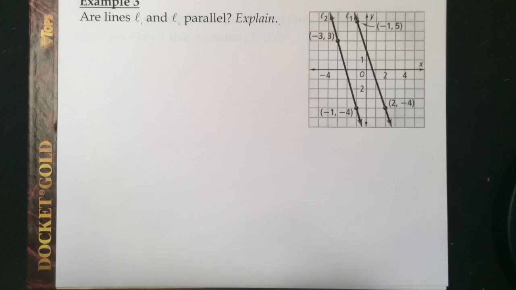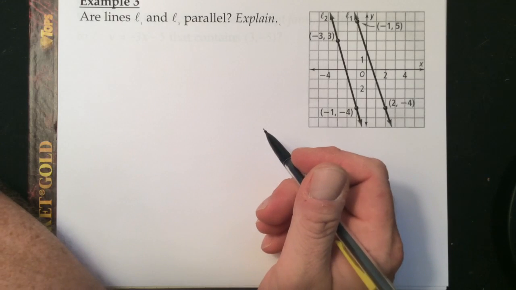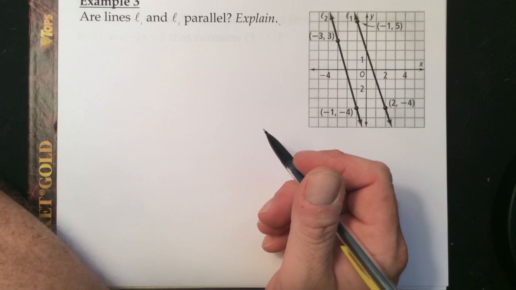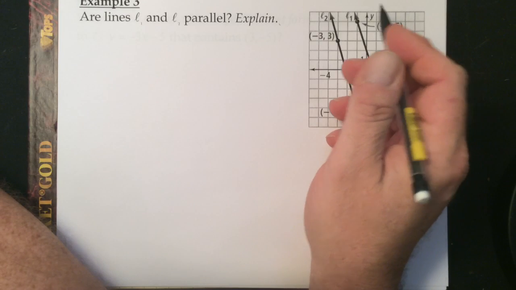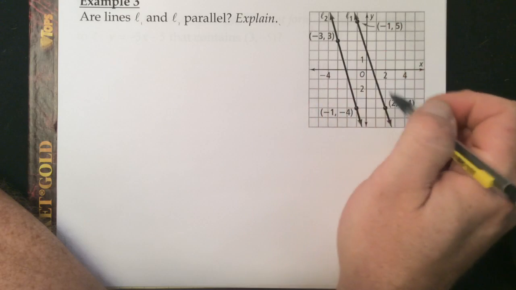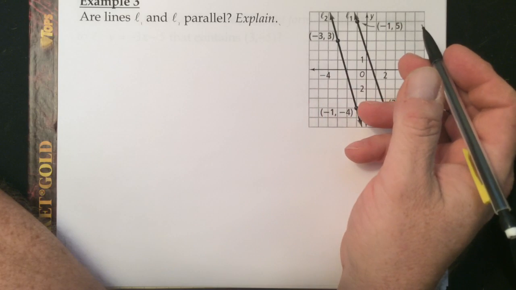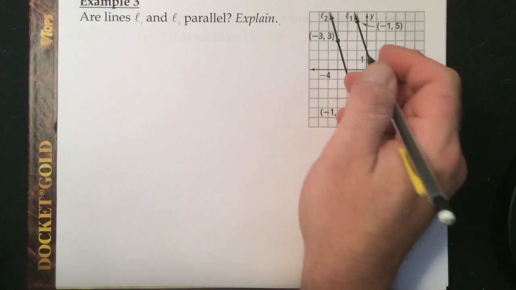Example 3. In example 3, you'll use what you know about slope and parallel lines to determine how two lines relate to each other. Are lines L1 and L2 parallel? Explain. Now we don't actually need the equations of the lines to compare them here, just their slopes. We wouldn't have to write the equations of these two lines unless you wanted to, or if they asked you to. We just need the slopes.